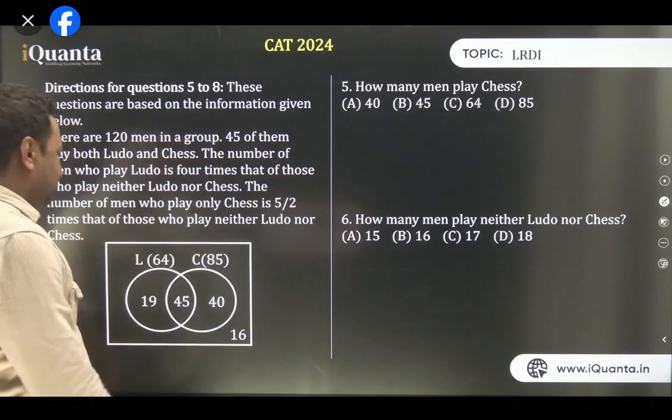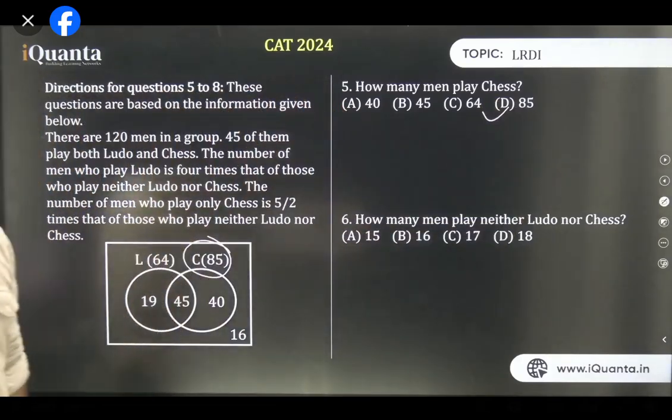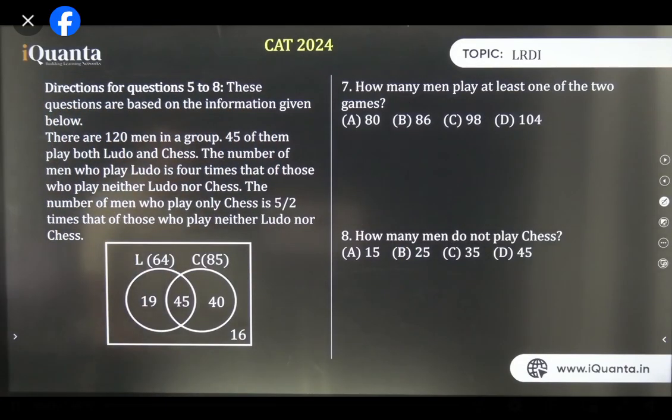How many men play chess? How many men play chess? It's 85. Okay. It's not only chess. It's chess. निश्चित यही होता है. LRDI में एक सिली मिस्टेक पूरे सेट को खराब कर देती है. How many men play neither Ludo nor chess? That is 16.